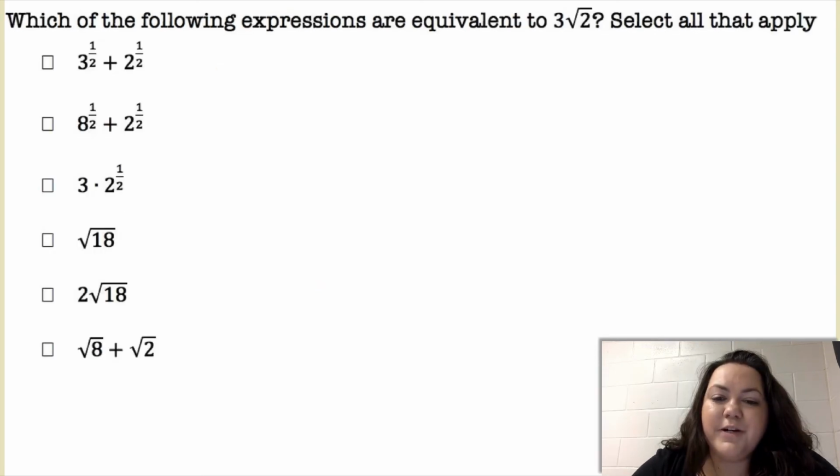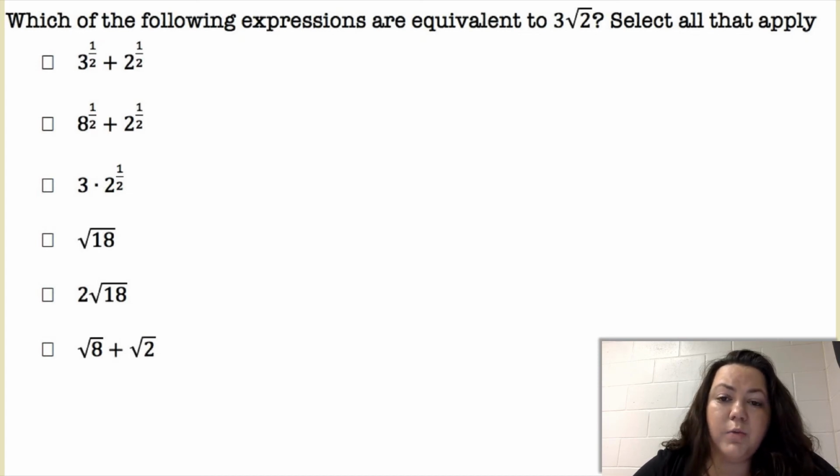Which of the following expressions are equivalent to 3 square roots of 2? Select all that apply. Select all that apply means I need to have at least 2 answers. So I have 3 to the 1/2 power plus 2 to the 1/2 power. Anything to the 1/2 power means it's going to be the square root of that base. So the square root of 3 is not a perfect square, and the square root of 2 is not a perfect square. And if I combine them, I'm not going to get 3 square roots of 2. So let's look at the next one.